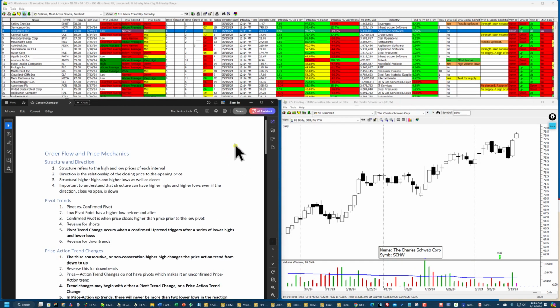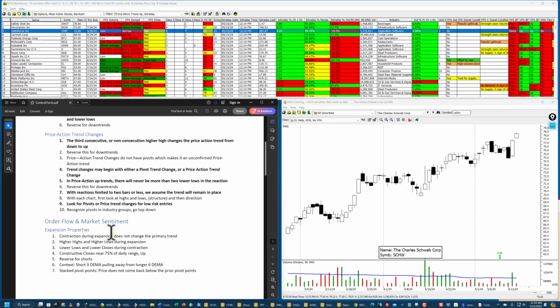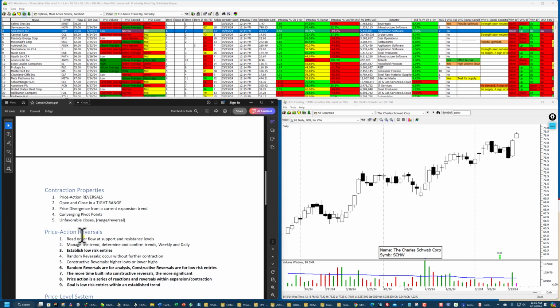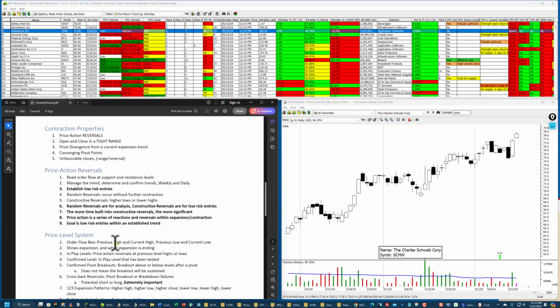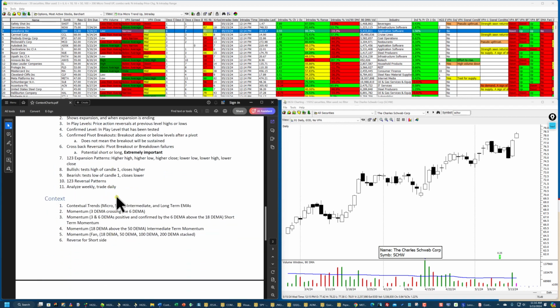Okay, I'm going to give you a little tour here of tools that I'm going to be using and what I'm going to discuss. This is the updated PDF. We're going to talk about order flow and price mechanics, structure and direction, pivot trends, price action, trend changes, order flow and market sentiment, contraction, properties, price action, reversals, price level system. And then we're going to talk a lot about context and use context.